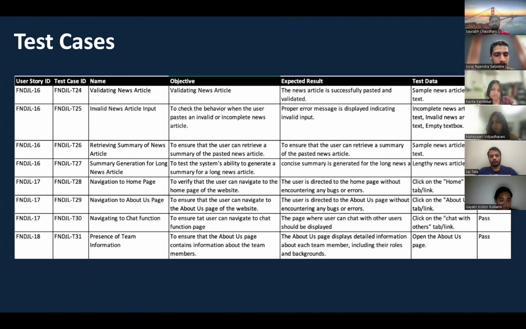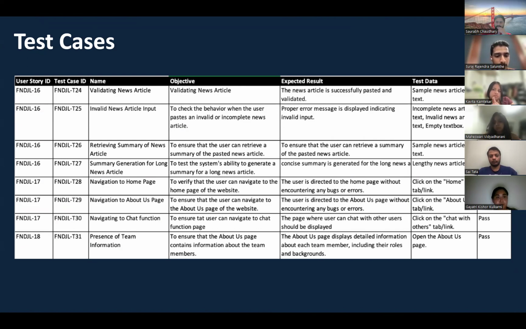The next one is retrieving a summary of the news article. The objective is to ensure that the user can retrieve a summary of a pasted news article. Next, the summary generation for long news articles, to test the system's ability to generate a summary for a long news article, which is 2 or 3 pages.